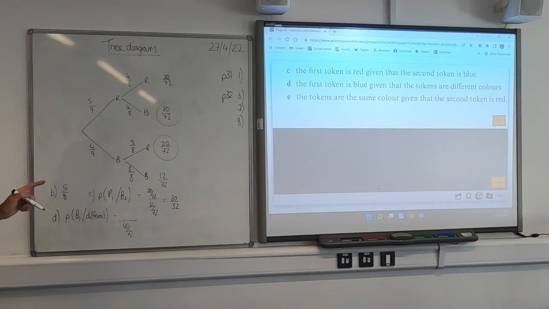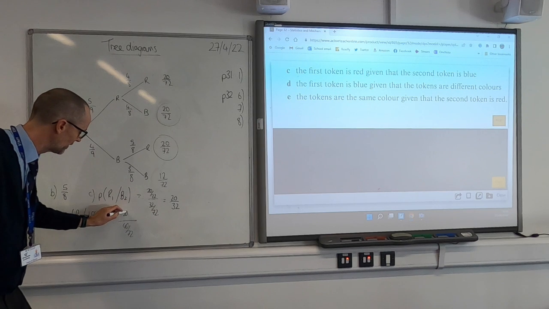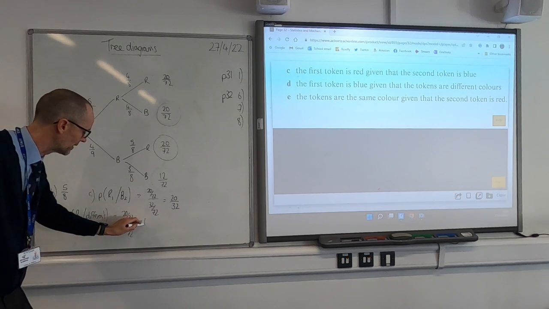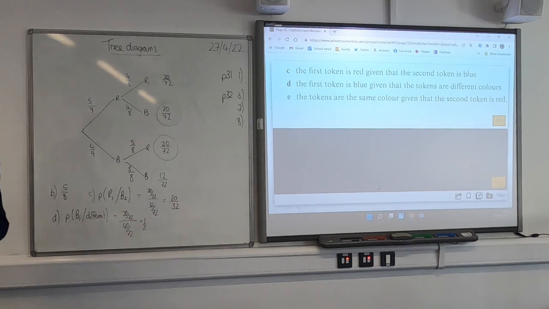Probability the first one is blue. Which of those two involve the first one being blue? It's that one. So that's 20 out of 40, which is a half. Do you see now why I don't cancel? Because it means I've got the same denominator, so that last step is nice and easy. But you've all got calculators, so it's not a problem.